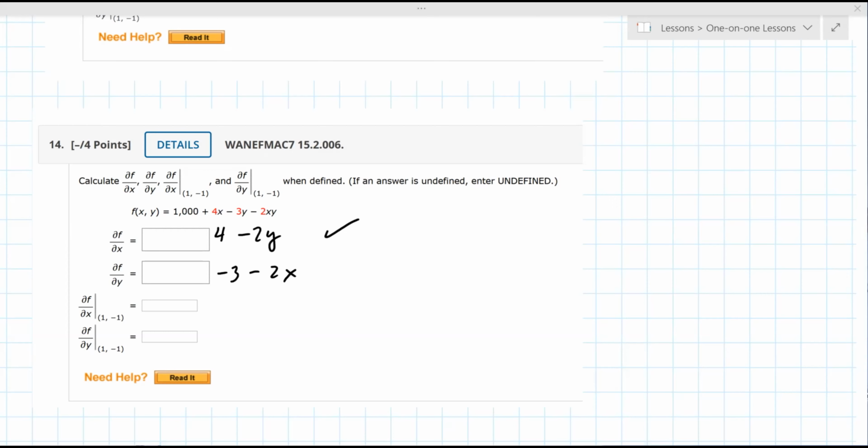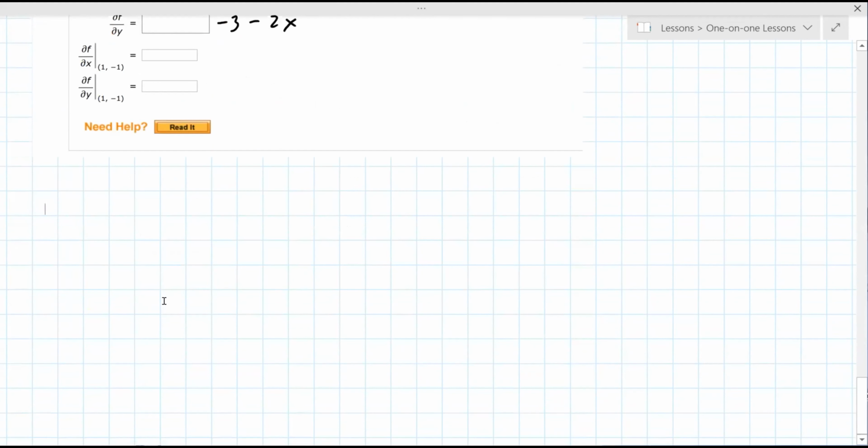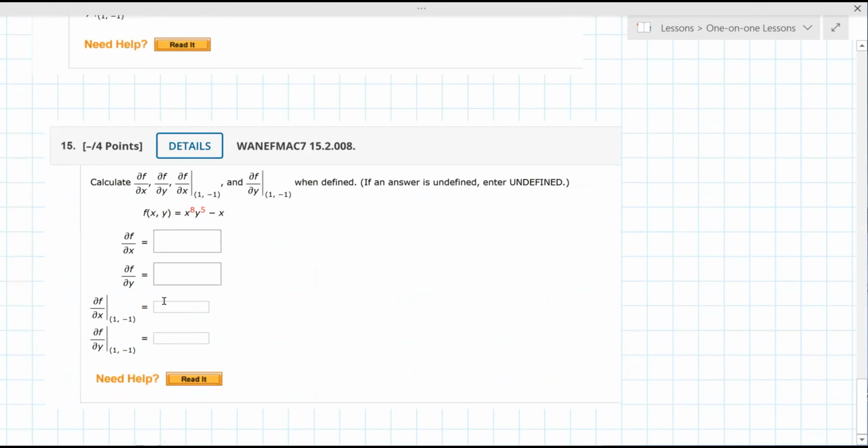All right. 15 is good to do next. And then we'll switch topics here, I think, that we might be wise to do. Okay, so give this one a try.